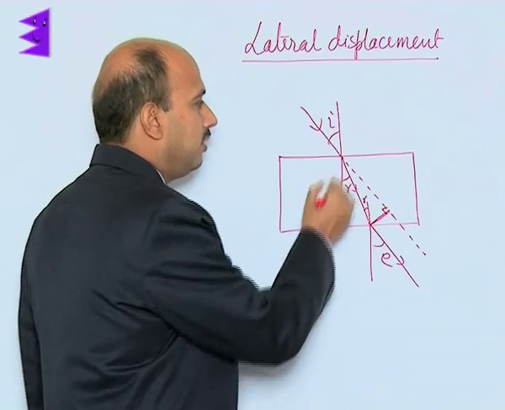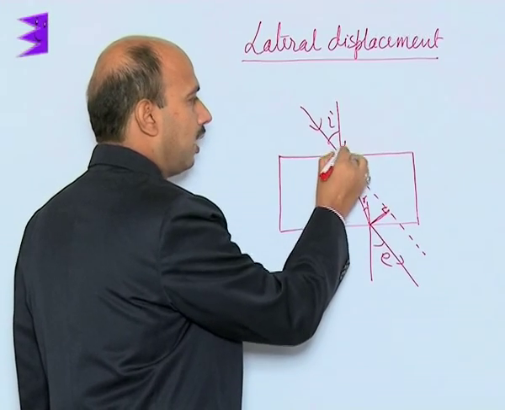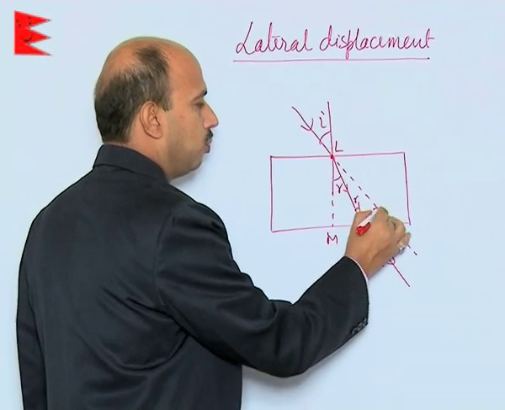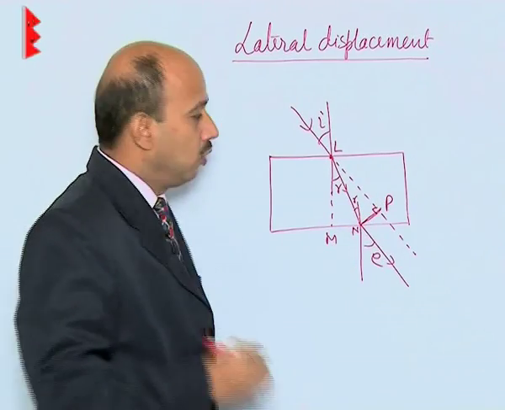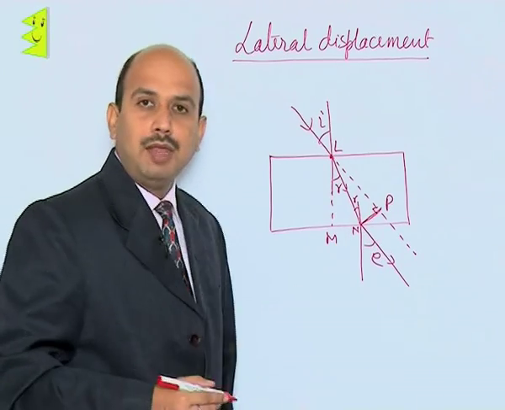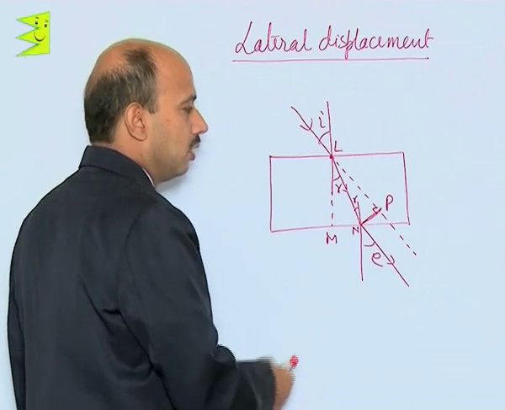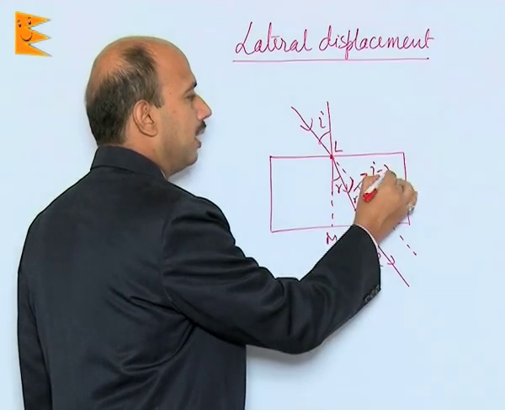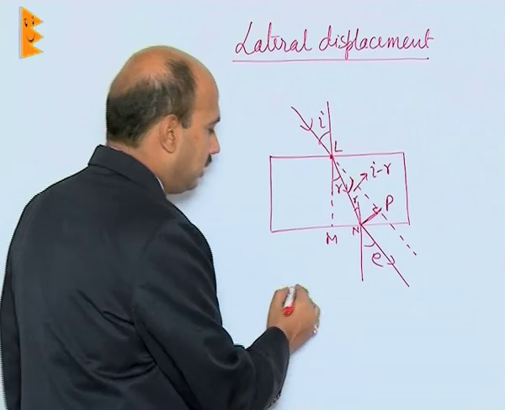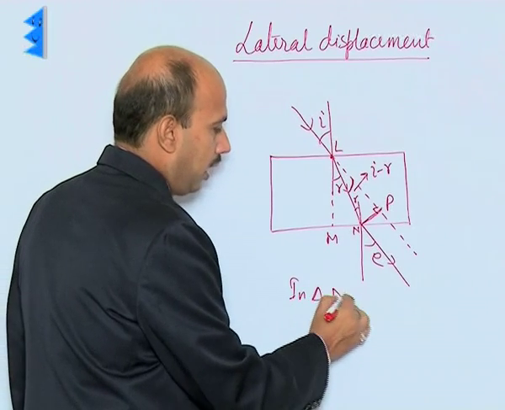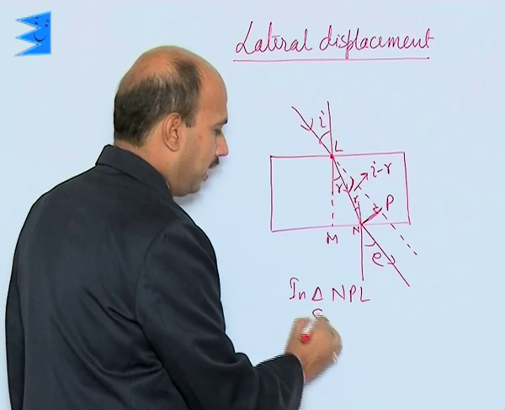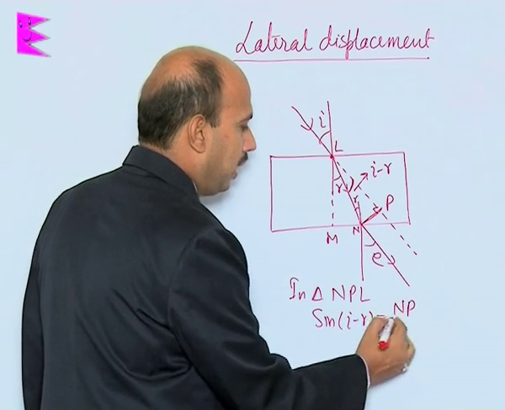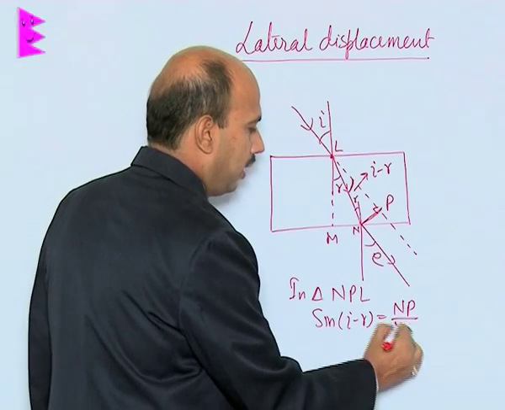So, now in this case suppose this is L, this is M, this is N and this point is P. Now, I have to calculate NP. NP is the lateral displacement. This angle we can write as I minus R. So, in triangle NPL we can write sin(I minus R) is equal to NP upon NL.